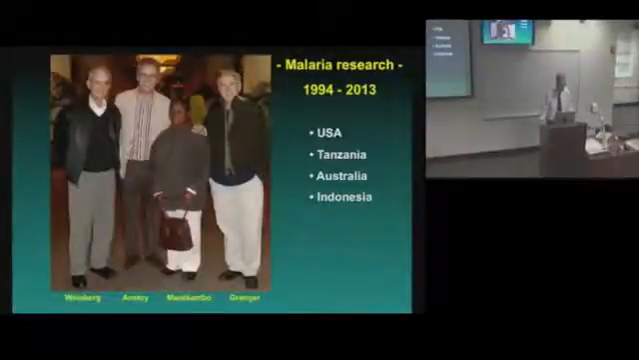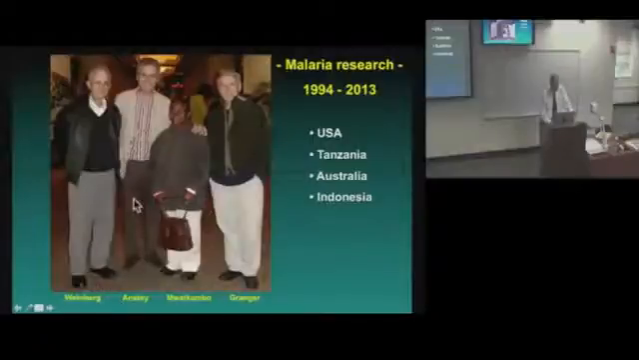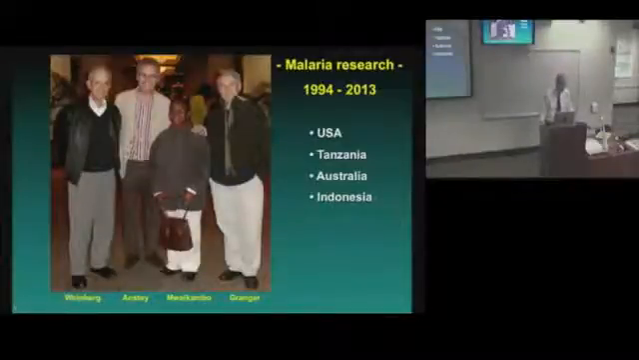Our work in malaria research started here at Duke in 1994. And at that time, the people in this picture, so myself, Dr. Anstey, and Dr. Granger were here. So Dr. Granger and I were on the faculty. Dr. Granger in infectious disease, I'm in hematology oncology. And then Dr. Anstey was an infectious disease fellow.